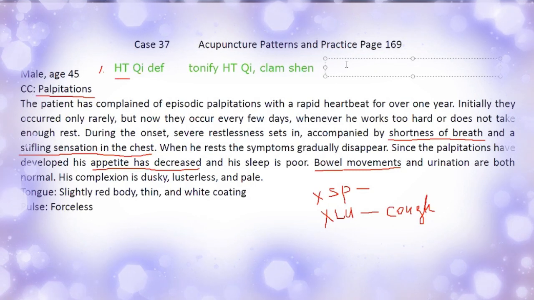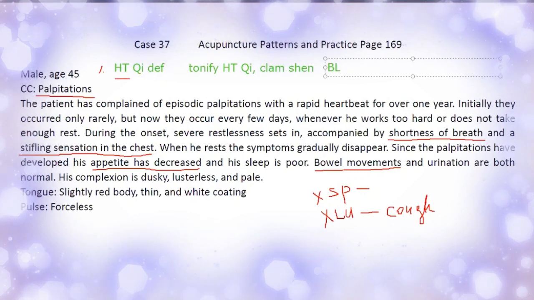Heart 7, then 17, pericardium 6, stomach 36. Yeah, that's good. Your voice is pretty good. Good voice. Bladder 43. That's what we talked about. The book voice is pretty similar to your voice.